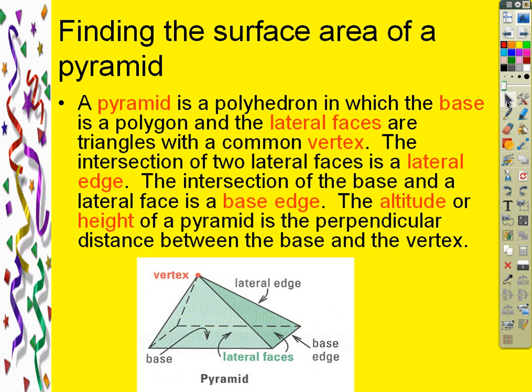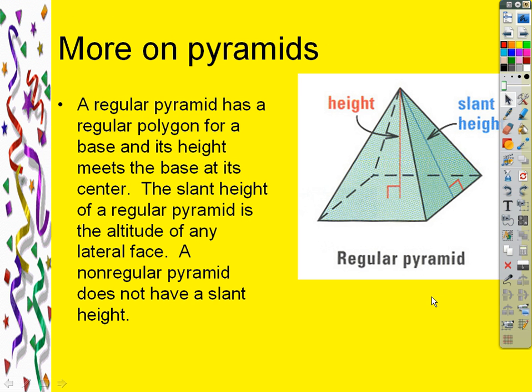Okay, there's another part of this, though, that's a little weird. That part probably seems okay. The other part that's a little strange is this slant height business. There are two different heights that we talk about in a pyramid. There's the normal height that we just talked about, the perpendicular distance between the vertex and the base. And then there's the height along one of the faces. That's what we call a slant height.